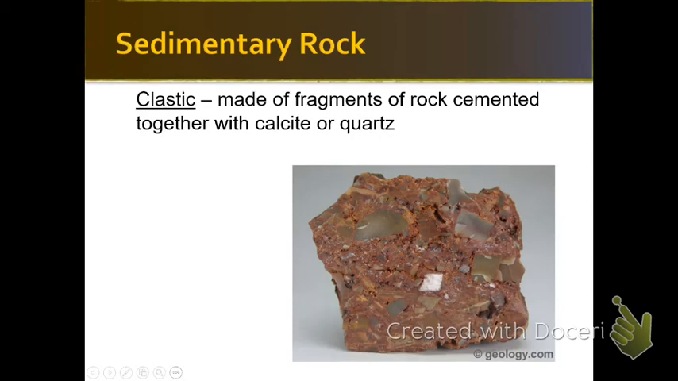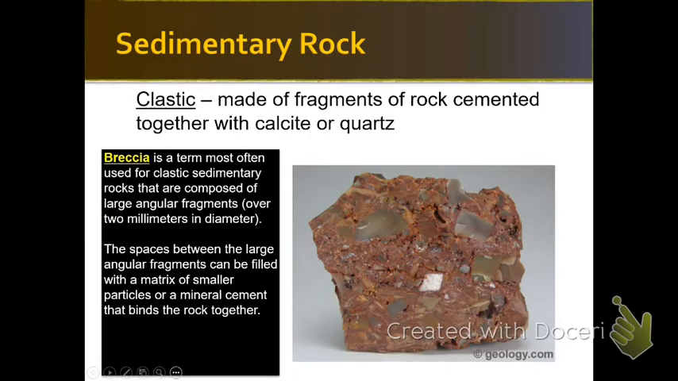So here's one example of a sedimentary rock, and this is the category of clastic sedimentary rocks, and we describe clastic sedimentary rocks by their grain size. All right, so this one's breccia, a term often used for clastic sedimentary rocks composed of large angular fragments larger than 2 millimeters. Spaces between are filled with the matrix of the smaller particles or mineral cement that bonds the rocks together.